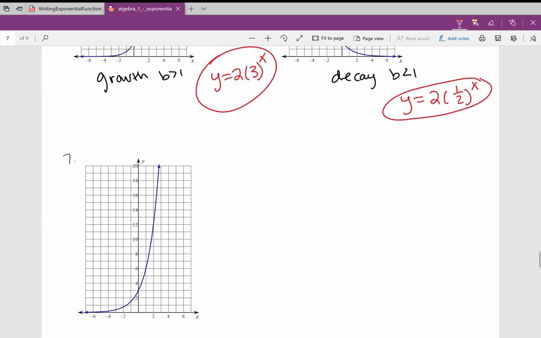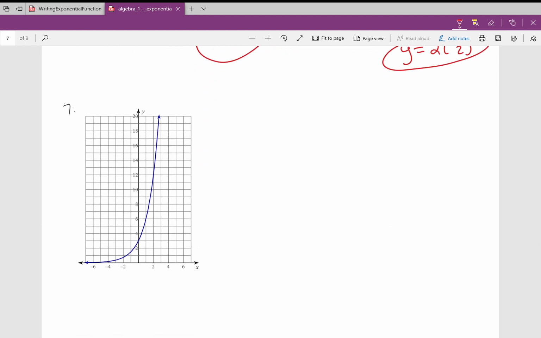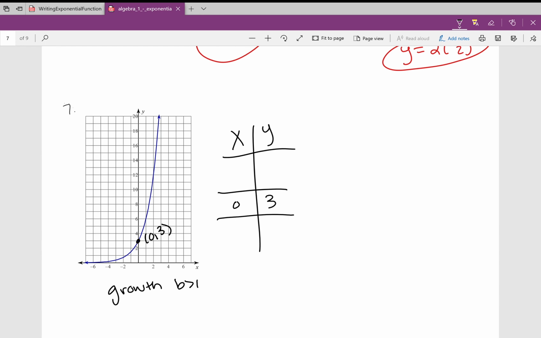Okay, last one, go ahead and work on number 7. Okay, so this is what you should have got for number 7. You should have mentioned that number 7 is a growth because from left to right it's going up. And then we know that growth is where b is greater than 1. Then when you created your table, you should have found the y-intercept of 0, 3. Okay, put it in the middle.